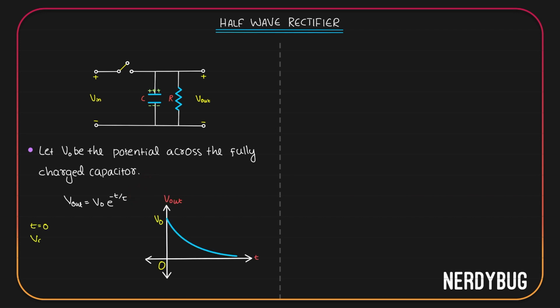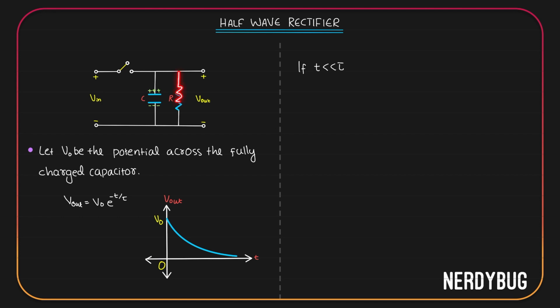At t equal to 0, V output will be V0 multiplied by e raised to 0, that is equal to V0. So you can see in the graph at t equal to 0, output is V0. After that, it exponentially decreases. Let us do a small approximation. Consider t is very much less than tau. That means the time constant of the RC circuit is really high.